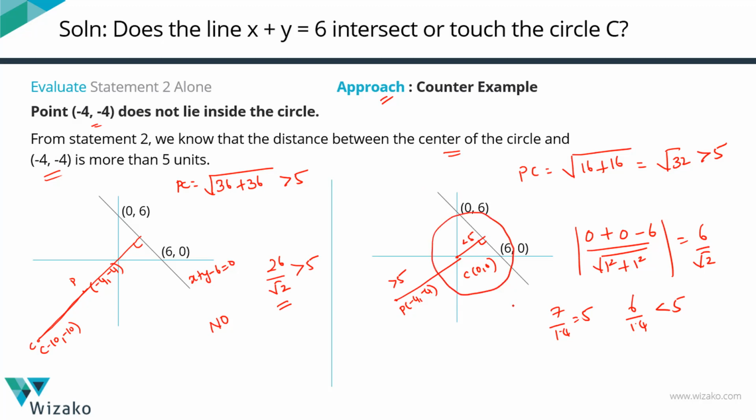This line intersects the circle at 2 points. If the center is at (0, 0), it satisfies the information given in statement 2 and we get an answer which is yes. So sometimes no, if the center of the circle is at (-10, -10). Sometimes yes, if the center of the circle is at (0, 0). So statement 2 is also not giving us a conclusive answer. Statement 2 alone is not sufficient.